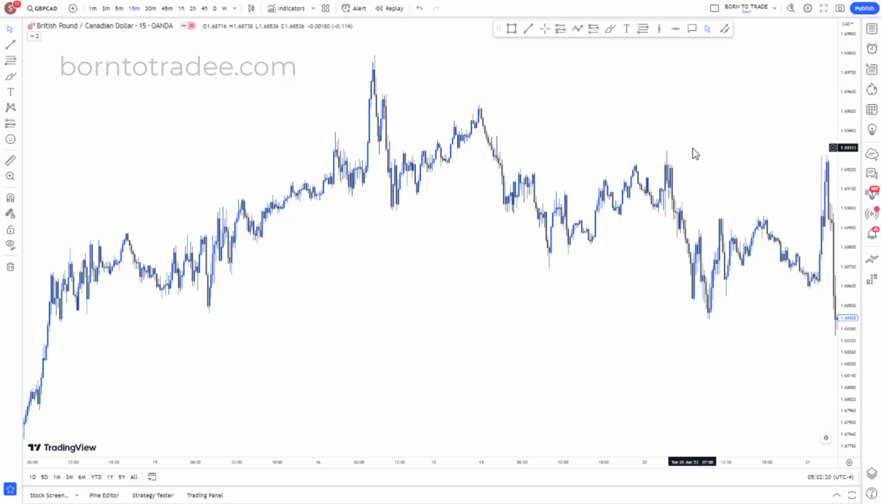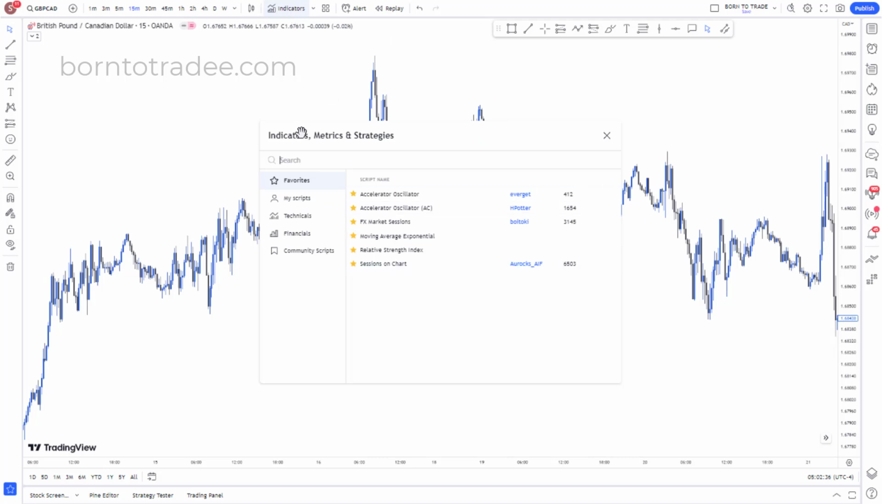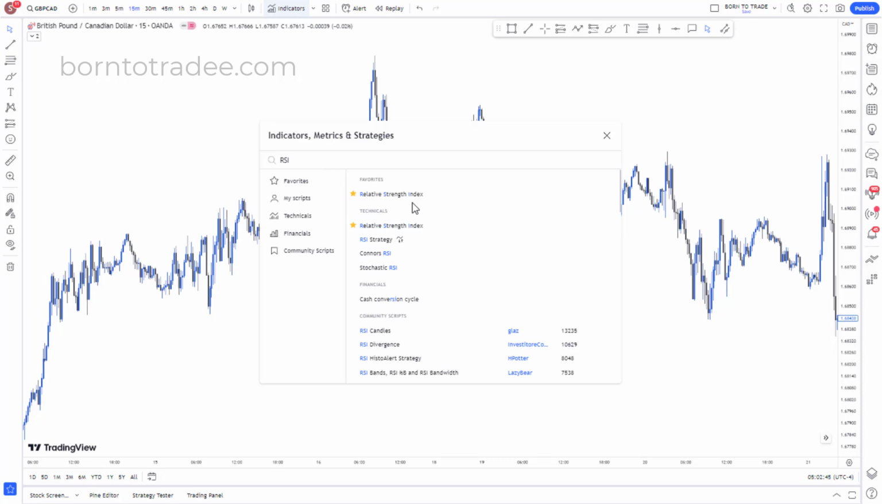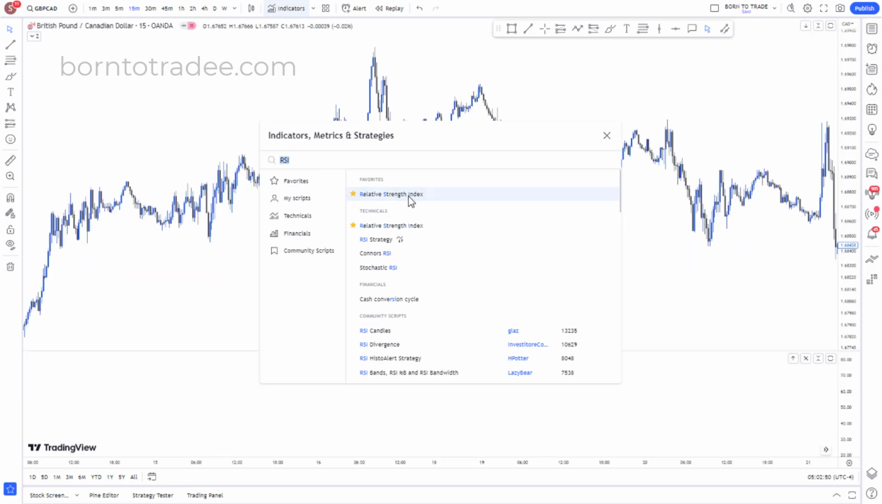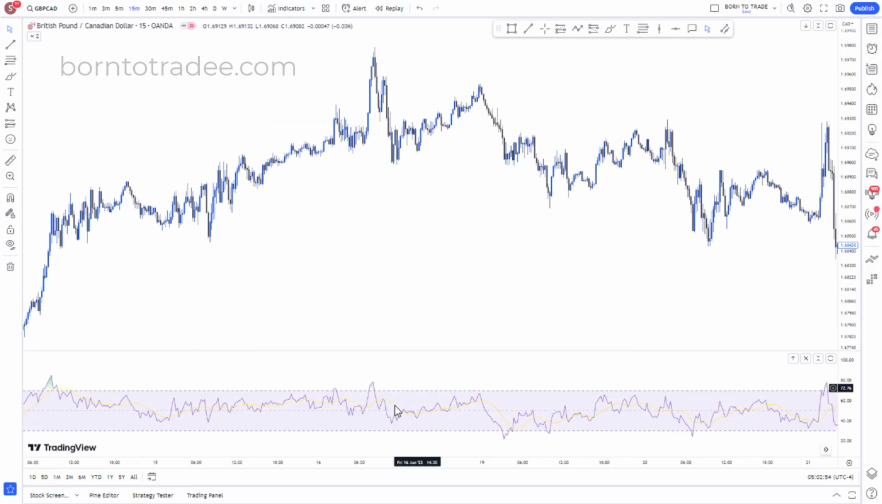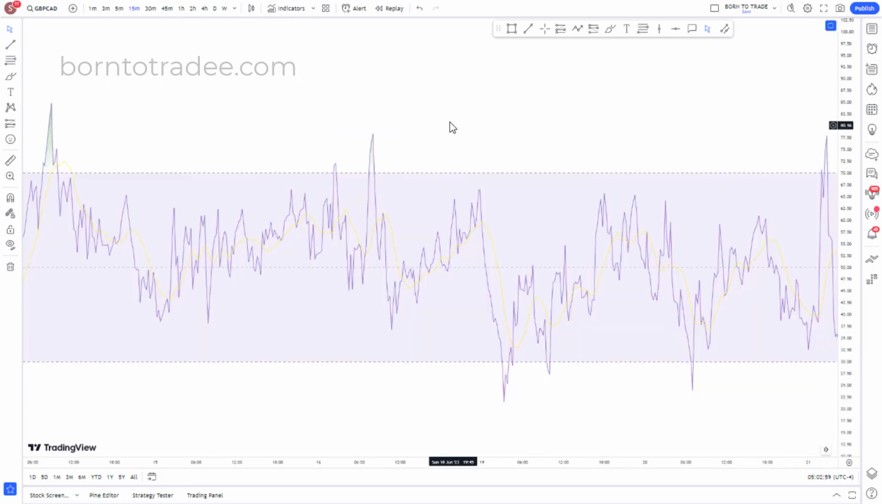I forgot about that. What we're going to do is we're going to put our RSI. So what you do is you go to indicators and type in RSI. When you type in RSI, you're going to see the relative strength index. That's the indicator. What you do is you click on the indicator and it's going to be activated right here, and you can see it over here that this is the indicator. So let me zoom in the indicator so you see it well.